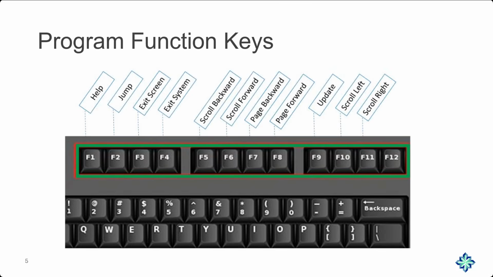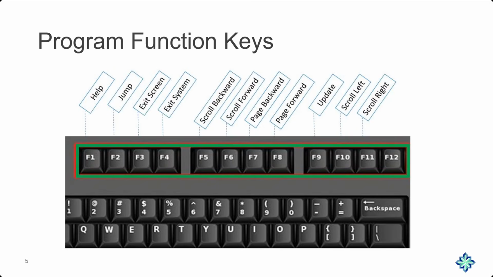F5 and F6 are for scrolling within a page. F5 scrolls up or backward, and F6 scrolls down or forward. F7 and F8 are used to move one page within a claim. F7 will take you back a page, and F8 will move you one page forward. F9 is what transmits your data. So you might hear us say, update the claim, save the claim, store the claim.